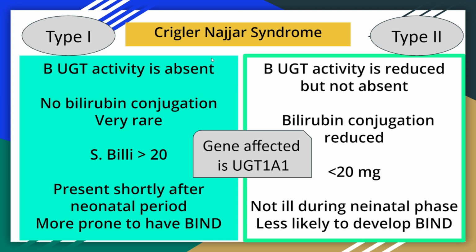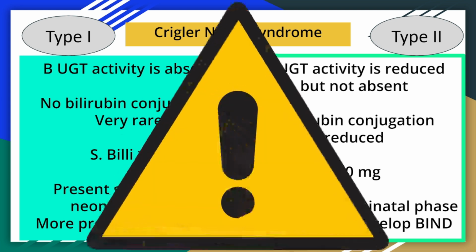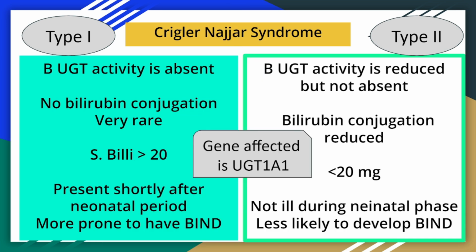Type 1 is characterized by severe symptoms due to complete absence of enzyme activity. These newborns experience life-threatening severe jaundice and are at high risk of developing neurological complications. Bilirubin level ranges from 20 to 25 mg per deciliter. Jaundice appears within a few days and rapidly worsens, and the cure is only liver transplant.